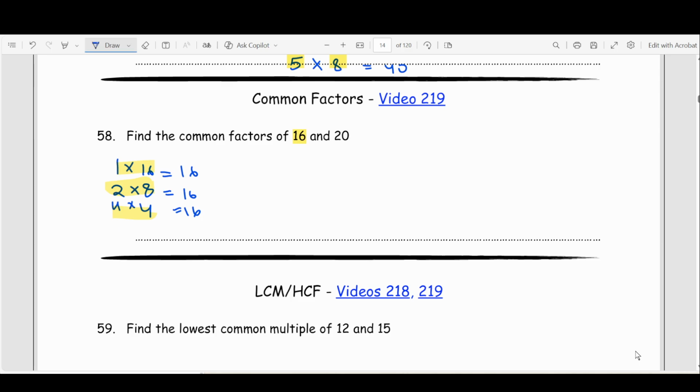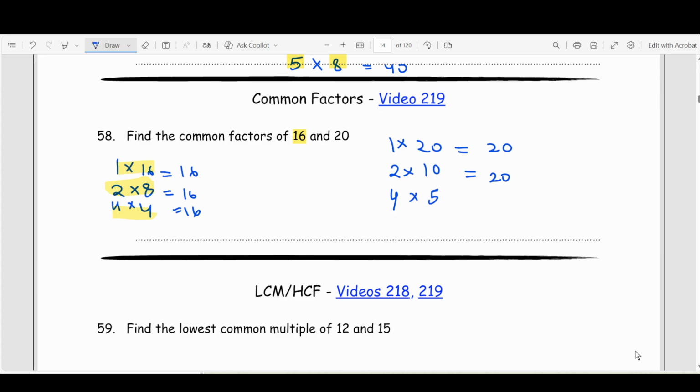Now let's check for 20. So again we start with 1 times 20 is 20, right? 2 times 10 is 20. Then does it appear in 3? No. What about 4? Yes. So 4 times 5, right?